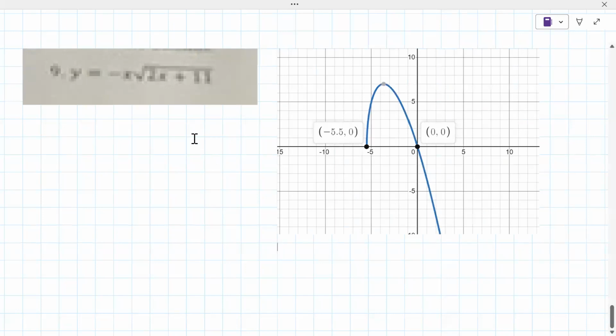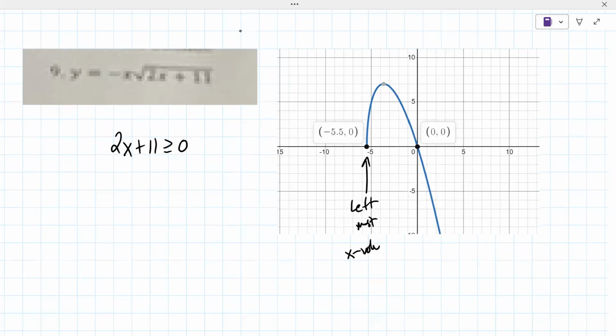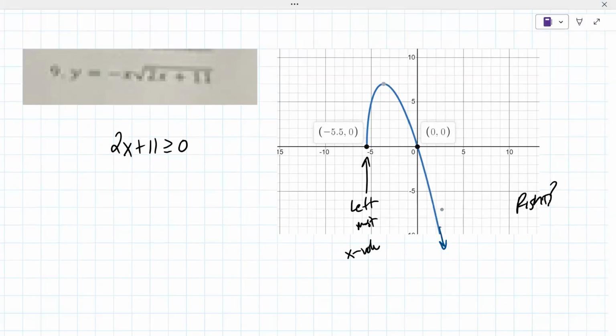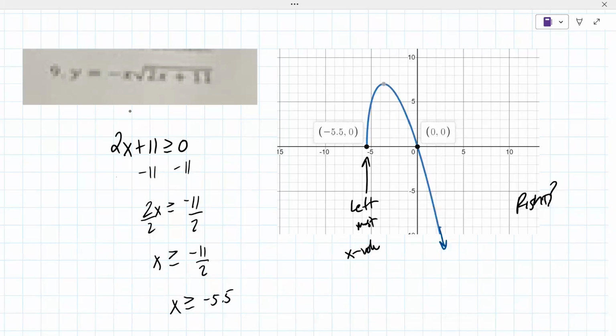And so the graph tells you the domain as well. You can set the part under the root greater than or equal to 0, but you can also just look at the graph and ask, what's the leftmost x value? And then how far to the right does this go? Even though it goes down, it's also going to the right forever. Even though it might look like it's going more down, it's still going to the right forever. So your domain here, divide by 2, divide by 2. So x has to be greater than or equal to negative 11 over 2. x has to be greater than or equal to negative 5.5, like that.